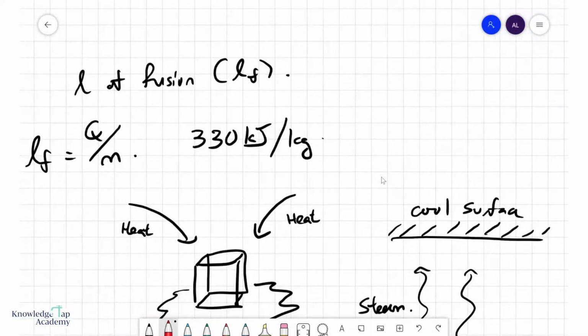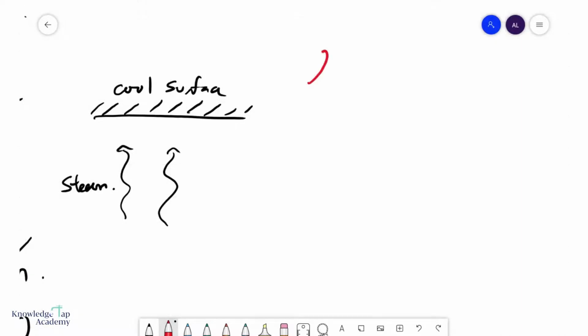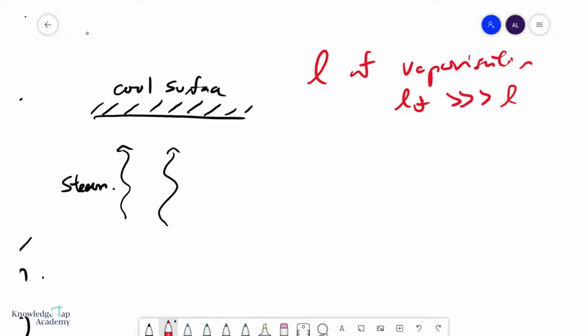And so let's look at another thing. If the change in state involves the gaseous state, then we use something called the latent heat of vaporization, or LV. Latent heat of vaporization is usually a lot larger than the latent heat of fusion.